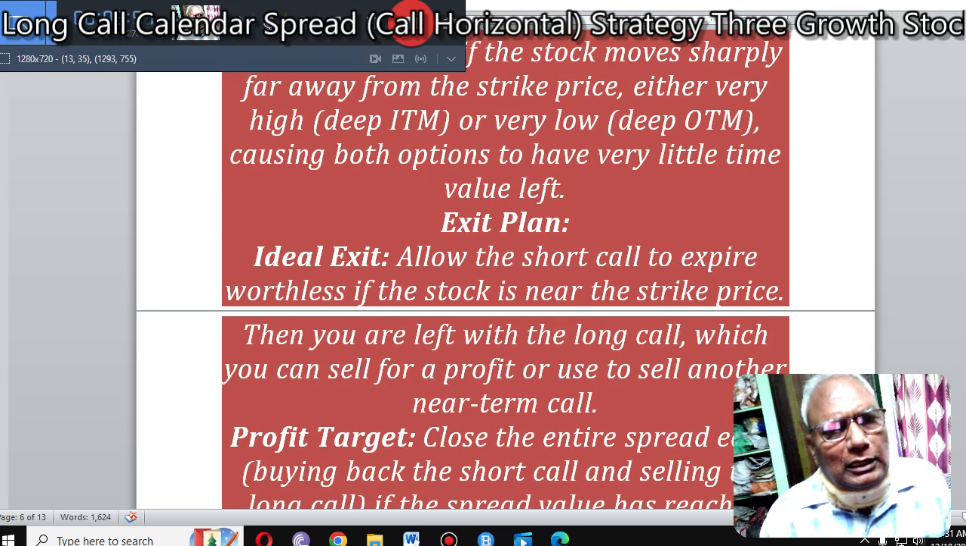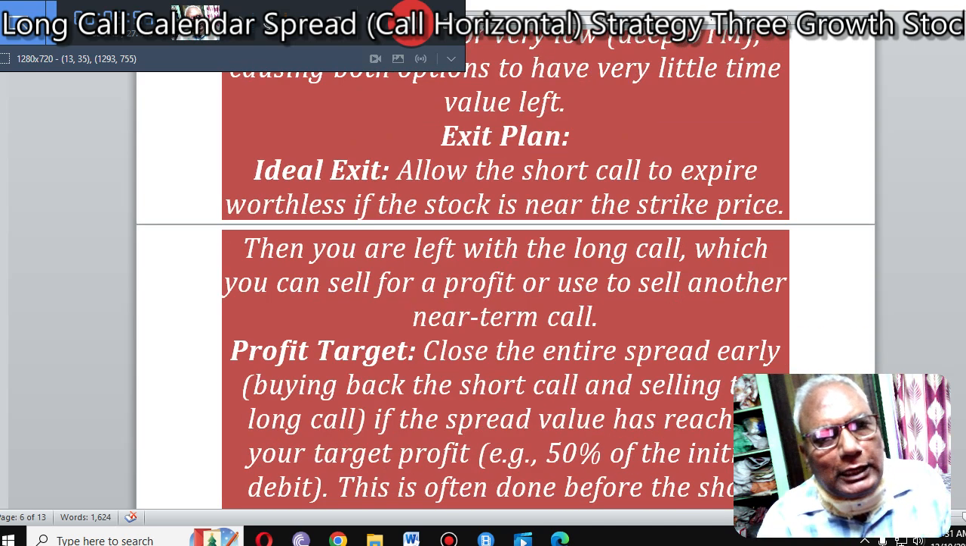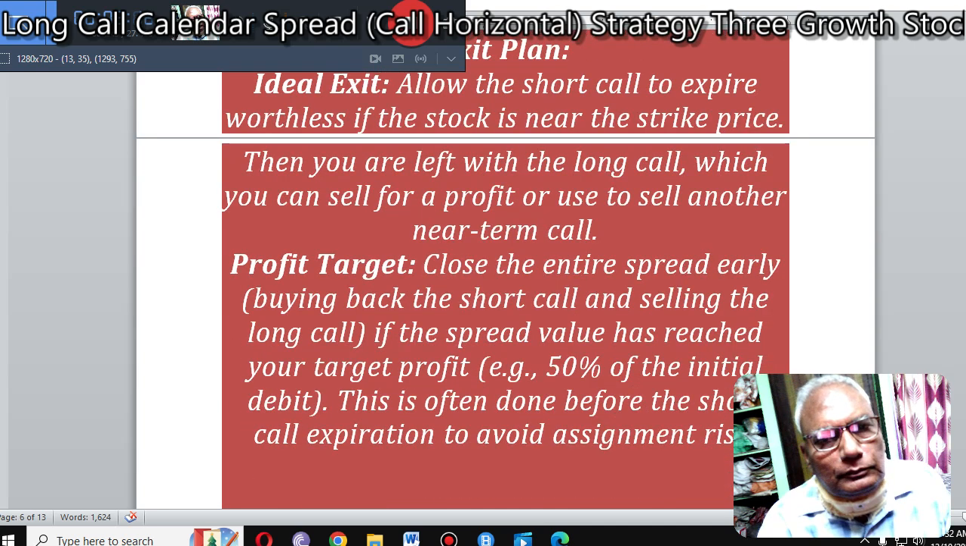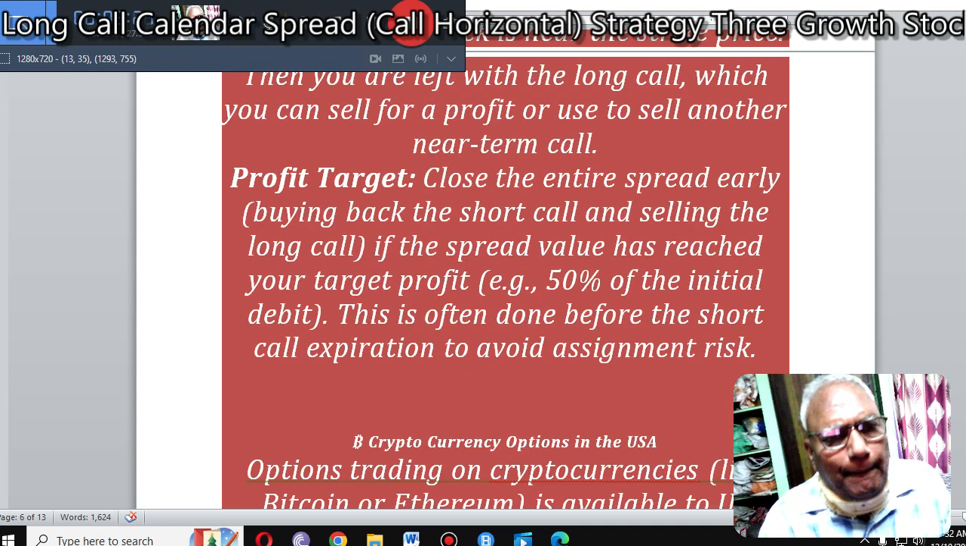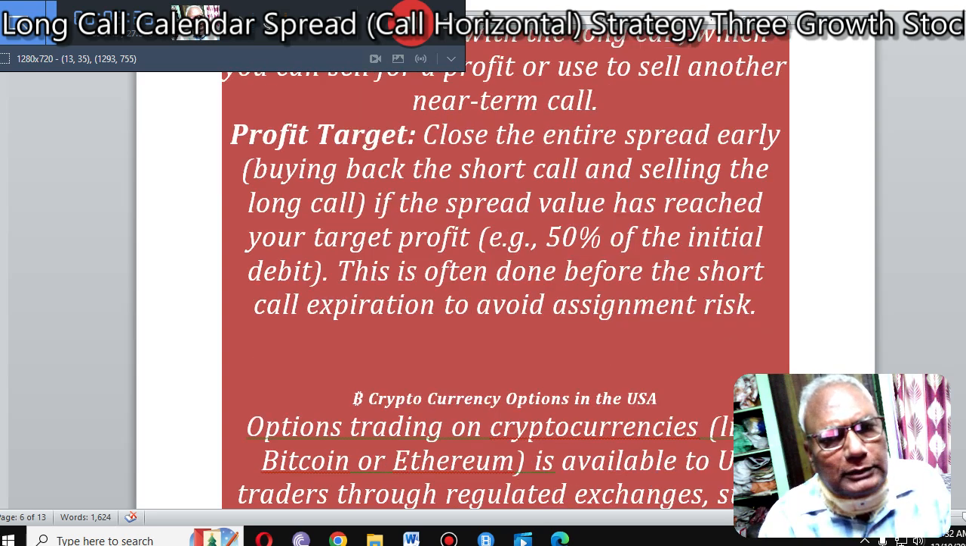Exit plan. Ideal exit: allow the short call to expire worthless if the stock is near the strike price. Then you are left with the long call, which you can sell for a profit or use to sell another near-term call. Profit target: close the entire spread early, buying back the short call and selling the long call, if the spread value has reached your target profit, that is 50% of the initial debit. This is often done before the short call expiration to avoid assignment risk.